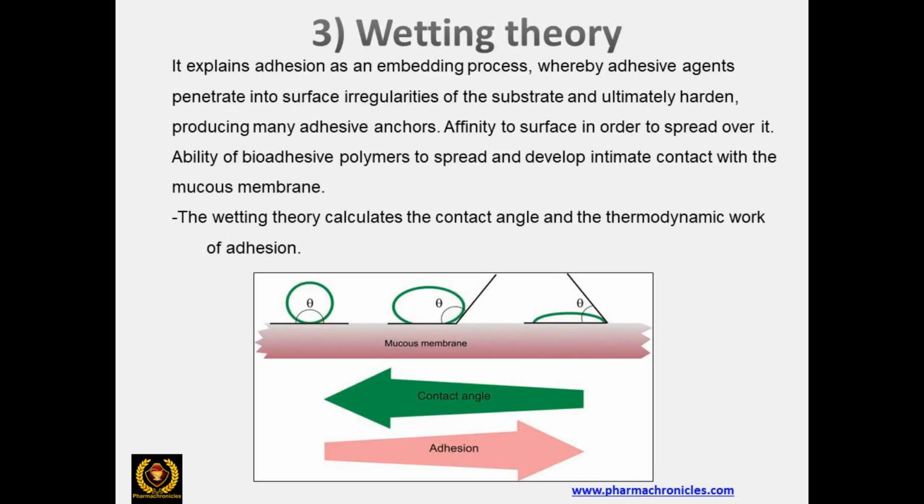3. Wetting theory. It explains adhesion as an embedding process, whereby adhesive agents penetrate into surface irregularities of the substrate and ultimately harden, producing many adhesive anchors. Affinity to surface in order to spread over it. Ability of bioadhesive polymers to spread and develop intimate contact with the mucous membrane. The wetting theory calculates the contact angle and the thermodynamic work of adhesion.